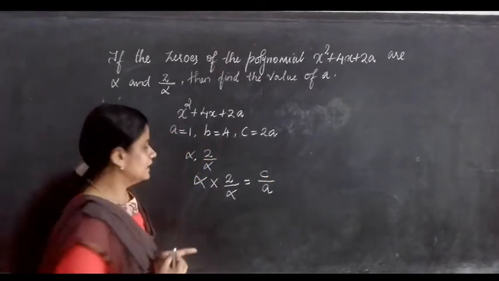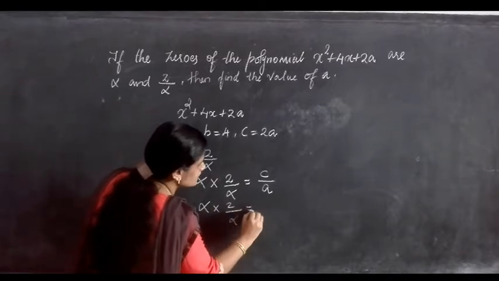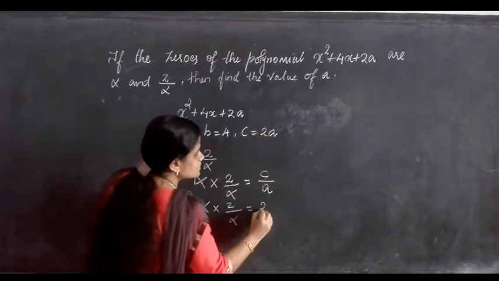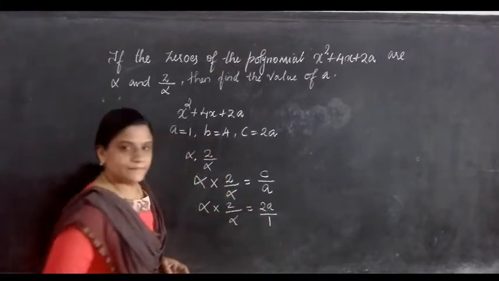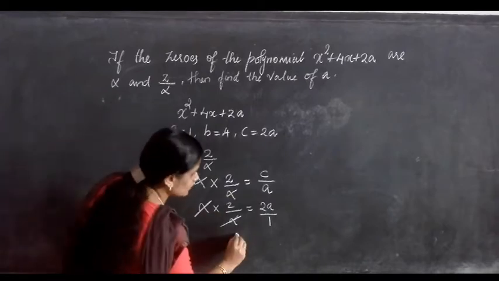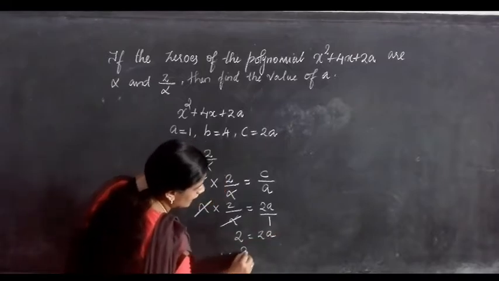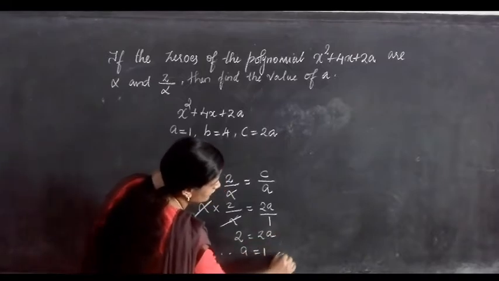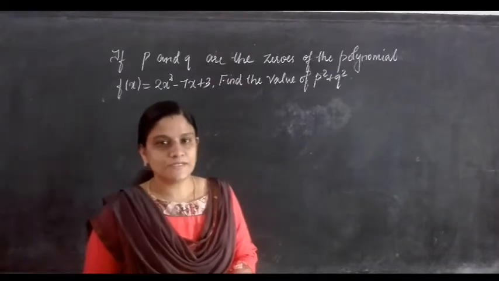Now alpha into 2 by alpha is equal to what is c? 2a, and what is a here? 1. Now alpha got cancelled. So what you have? 2 is equal to 2a. Therefore a is equal to 1. Therefore the value of a is equal to 1. Move to the next question.